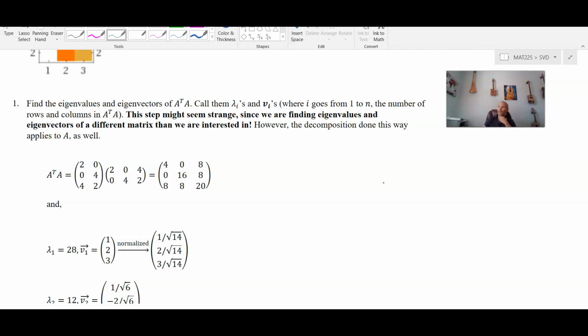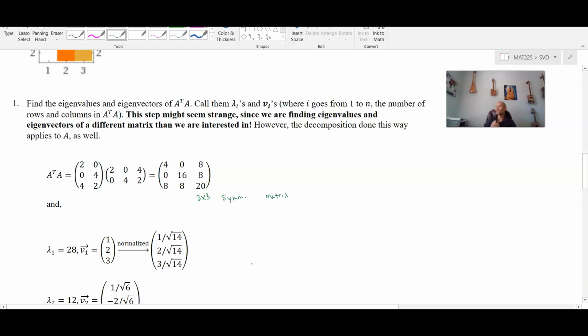So step 1, A transpose A. There's the transpose of A times the A matrix. We end up with a square matrix. And notice that this is, first of all, a 3 by 3 symmetric matrix. We see that it's symmetric. Every column is the same as its respective row. Second column is the same as the second row. Third column is the same as the third row. So there's our symmetric theorem at play.